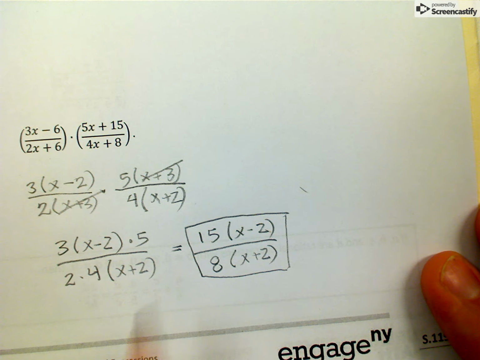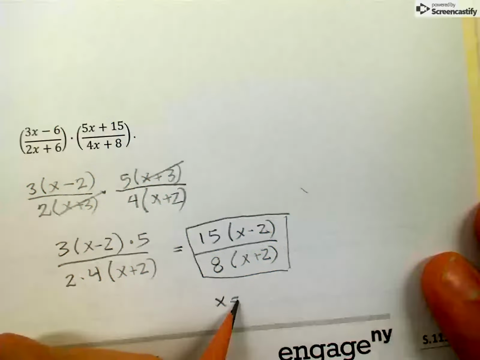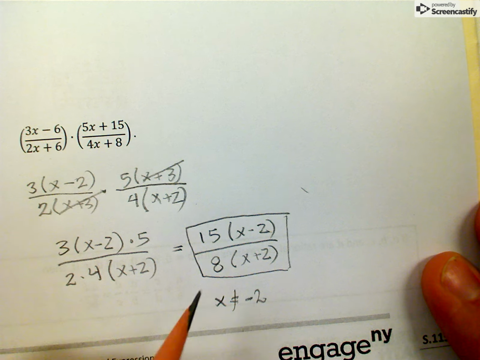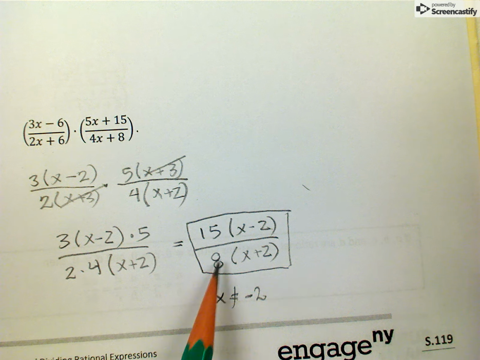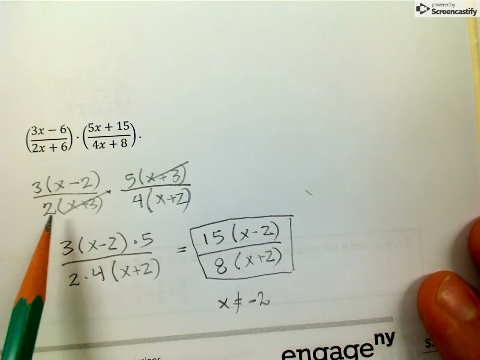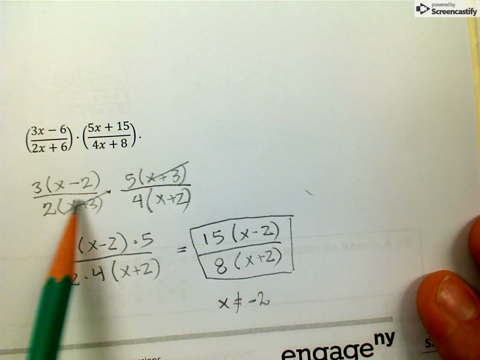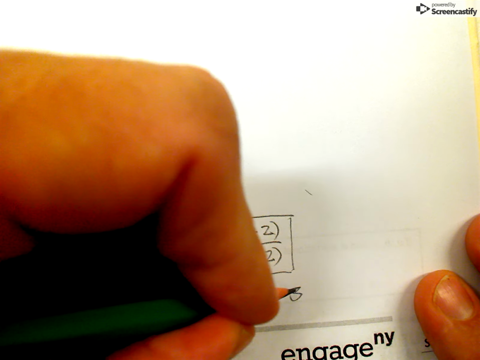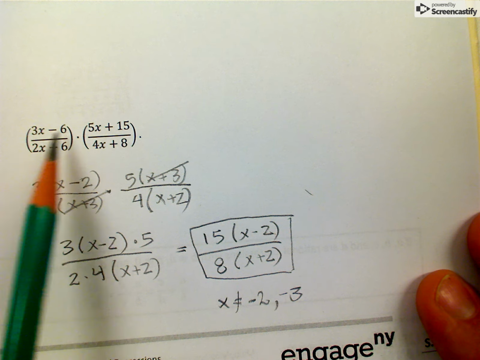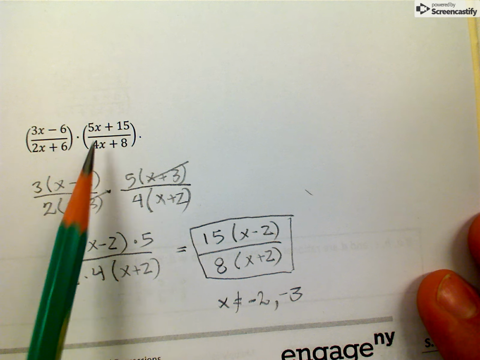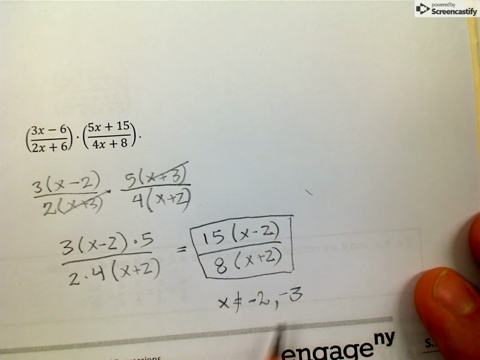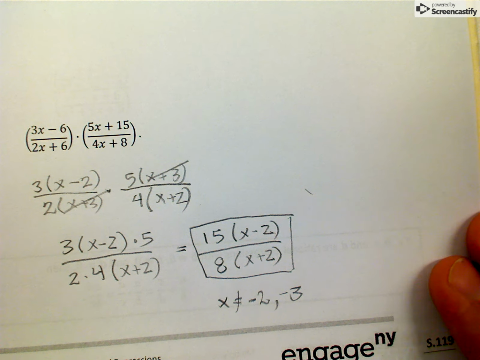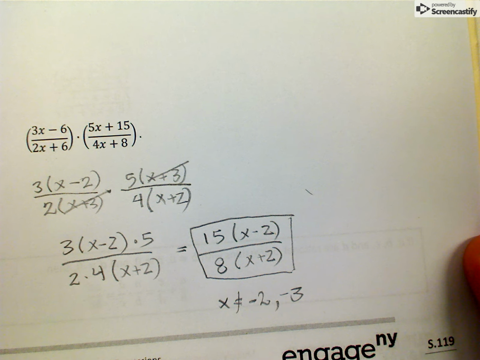Might want to also go back and notice that x cannot equal negative 2, because that would cause this expression to be undefined, because if x is equal to negative 2, we would be dividing by 0, which is undefined. But we also got to think about what happens over here. X can also not equal negative 3, because in the original product, before we canceled anything, if x were negative 3, then we would also be dividing by 0. So we have to account for those values of x that would cause the expression to be undefined.